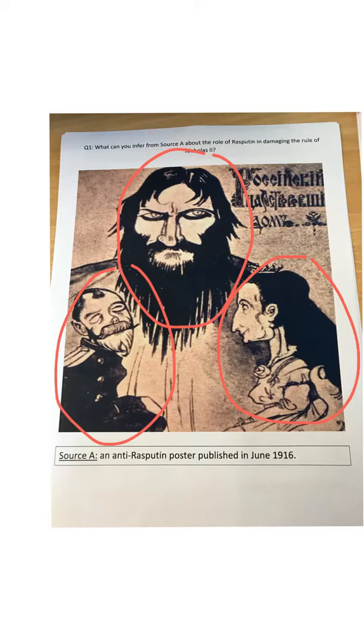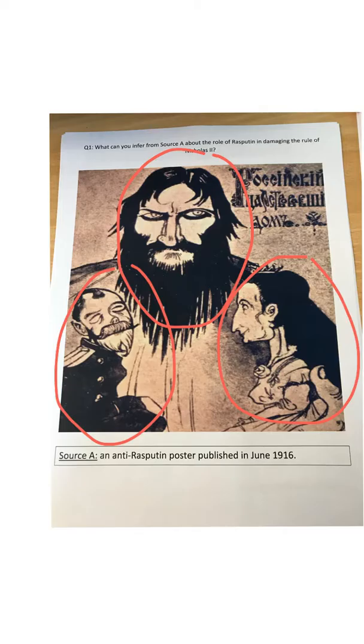As you can see, Rasputin is much larger than the Tsar and Tsarina. He's also carrying them in each hand. What does this suggest? This suggests that somehow Rasputin is controlling the Tsar and the Tsarina. So one inference I could make would be that Rasputin damaged the rule of Nicholas II because the people thought Rasputin was controlling the Tsar and Tsarina. How do I know this? Because Rasputin is twice the size of the Tsar and Tsarina, and they look like little children or puppets in his hand.